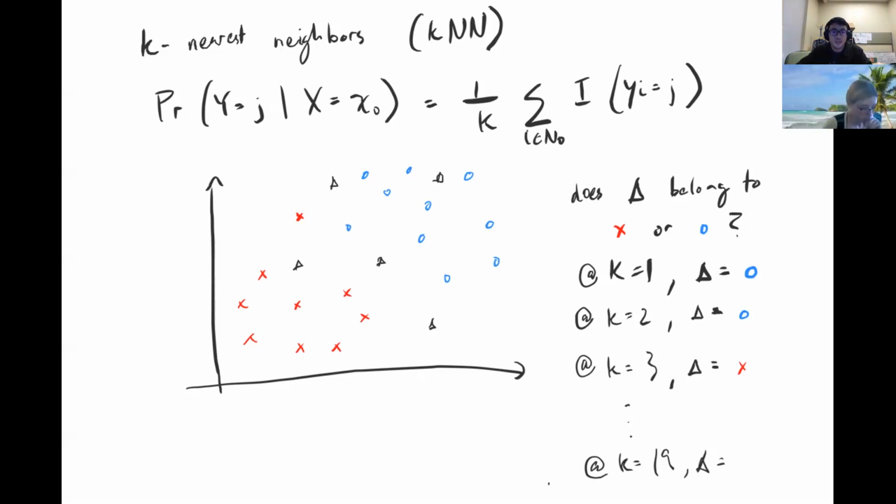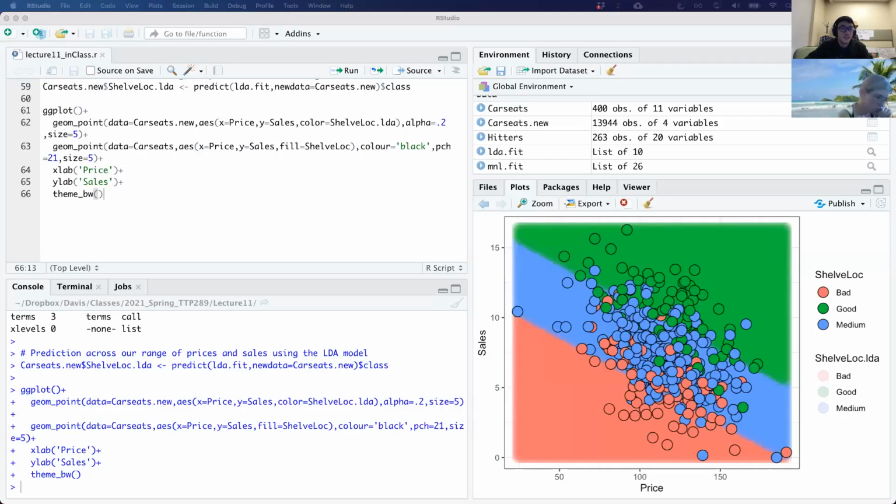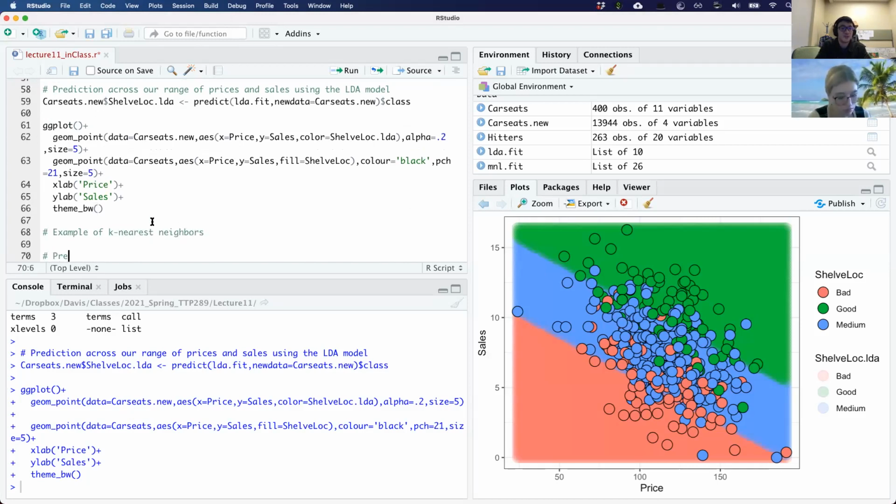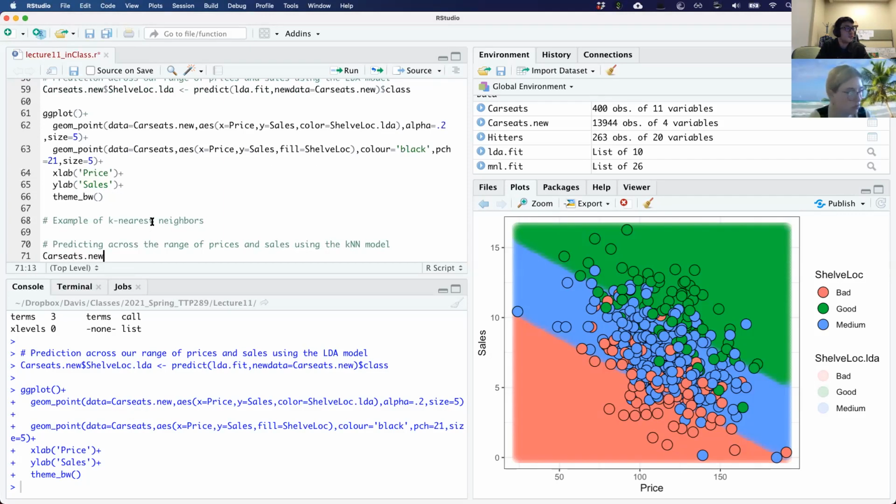Okay, so let's go on to implementation in R. The setup is slightly different, but the syntax shouldn't be too hard to learn. So, an example of k nearest neighbors: predicting across the range of prices and sales using the car seats.new, the one that contained all of the predictions. We're going to make a new set. We've made the predictions for the Logit model. We've made the predictions for the LDA model. And now we're going to do the predictions for the KNN model.